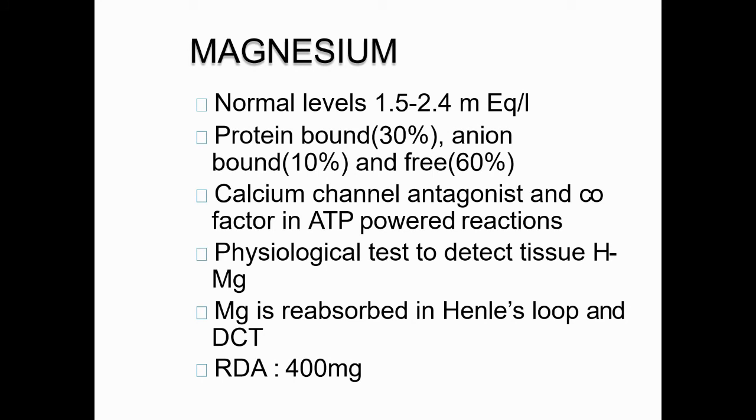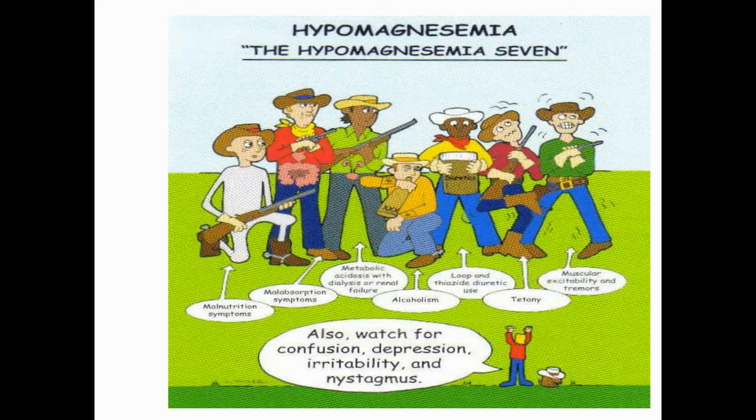Okay, and then this is a physiological test used to detect magnesium. Magnesium will be reabsorbed in the loop of Henle and the distal convoluted tubule, and the RDA will be about 400 mg. So what is the cause of hypomagnesemia?